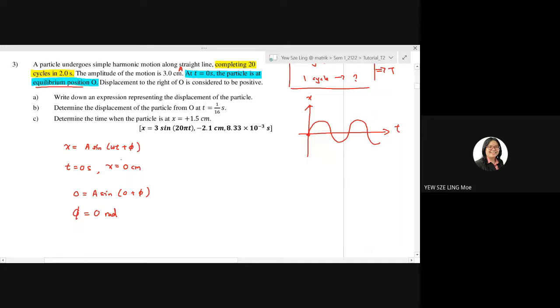Now, the object does not always start from the equilibrium position. Sometimes questions will tell you, at time t equals 0, the object is located at 2 cm from its equilibrium position. Then from there, you can determine the initial phase angle of the object.